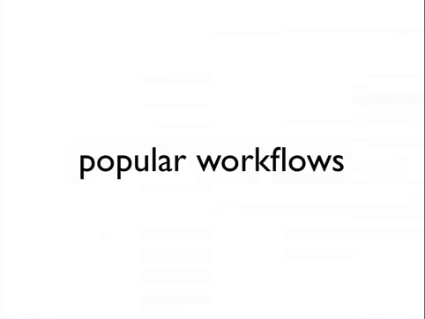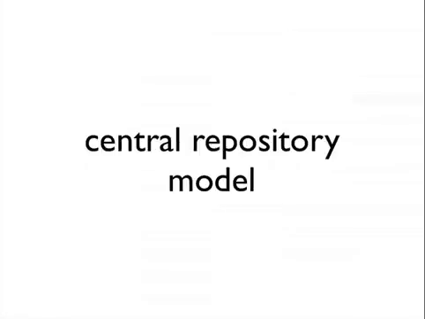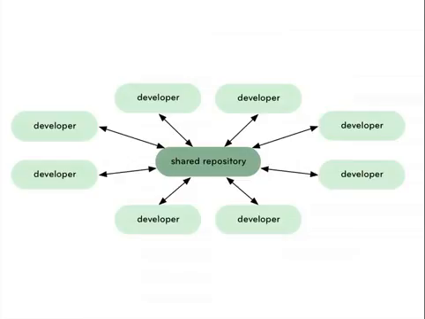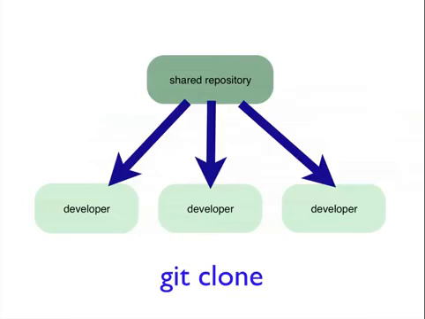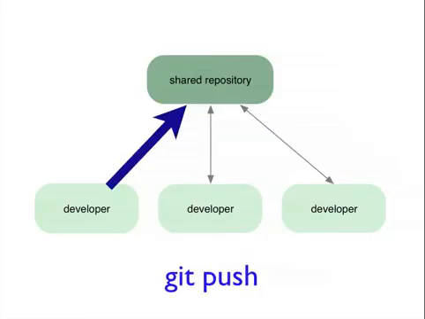So popular workflows, let's go over that for a second. The central repository model is sort of like a Subversion workflow. This is actually very common in Git as well, and don't be afraid or embarrassed to use this. It's a good way of keeping people in sync. How this works is everybody has a shared repository, maybe over SSH, that they all have write access to, and everybody gets clones from it. This is often used in a private environment, and then a developer can push to it.